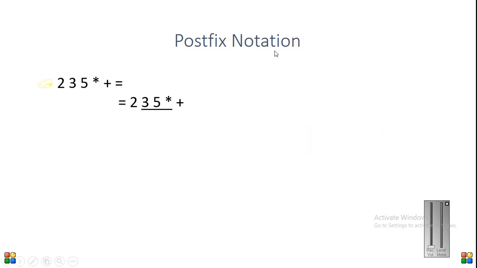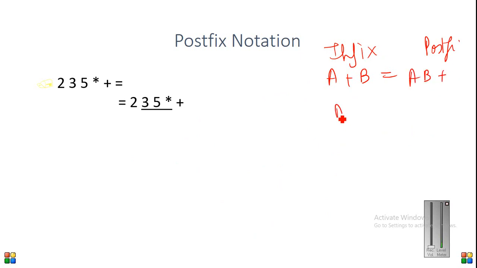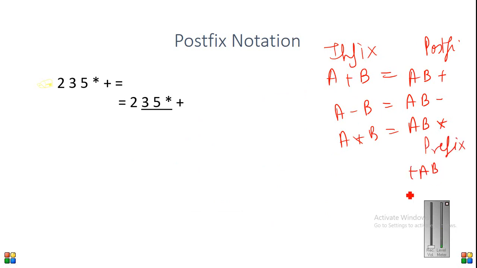So let us go again. We have A plus B, this is the infix, and the postfix will become AB plus. A minus B, see this is post, hence the operator goes after the operands. If it had been prefix, then I would have the plus here, minus here. Let us write the equivalent prefix: plus AB, minus AB, asterisk AB, right? So now this is prefix.